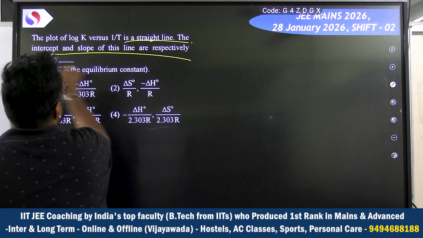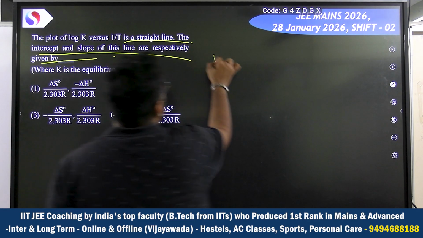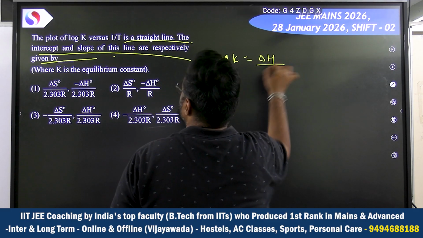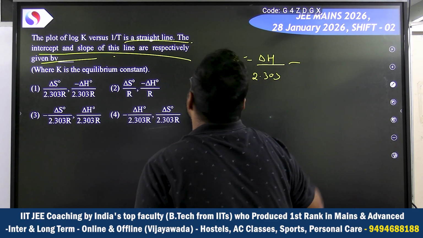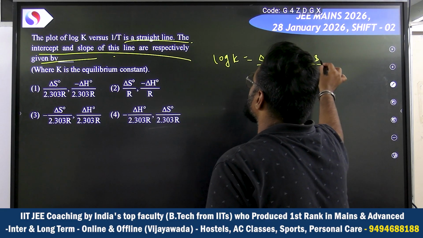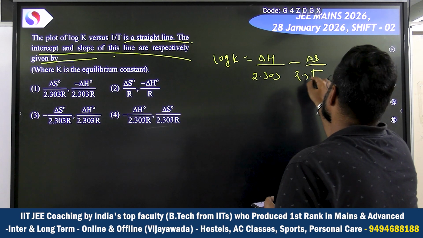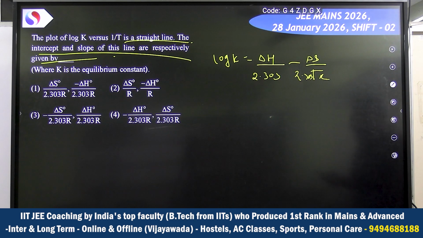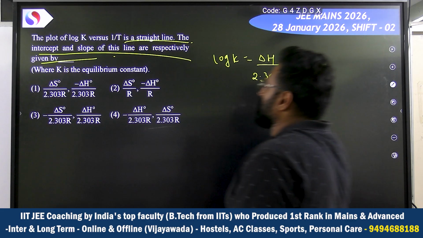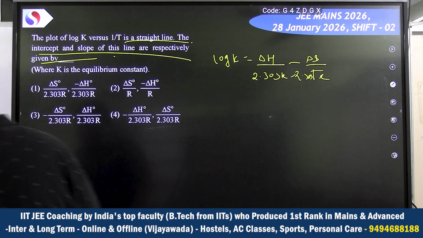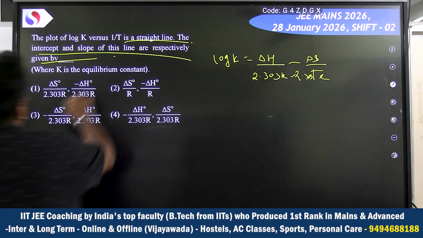The plot of log K versus log T is a straight line. The slope and intercept of the following are... So what is the formula? Log K is equal to delta H by 2.303 RT minus delta S by 2.303 R. This will be the formula. So select the correct option now. Which will be the correct option for this? Tell me quickly, bhaiya, we don't have that much time. Simple. Option number 1 will be the correct one.